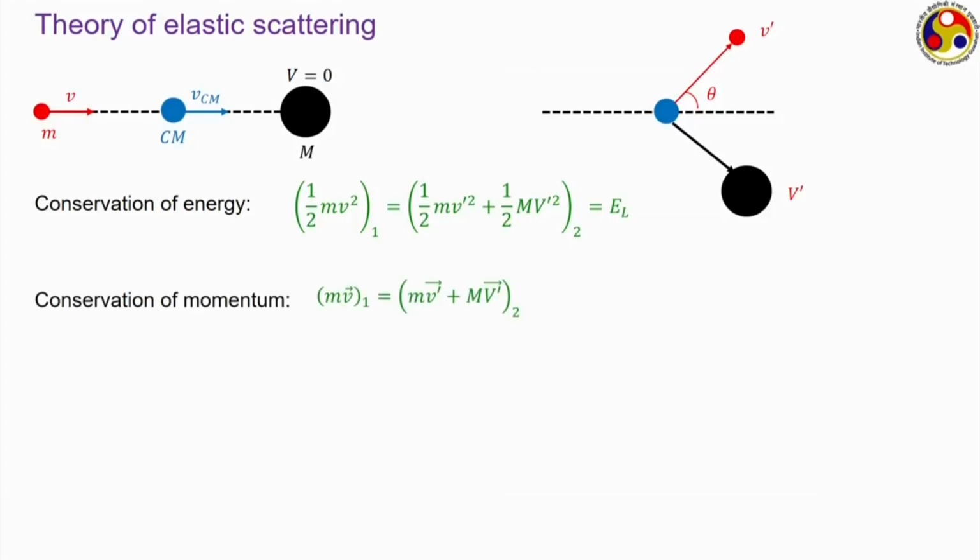Next is the conservation of momentum. Again initially the nucleus is stationary, so the entire momentum is coming from the neutron, and after that both of them are moving. This is a vector addition because momentum is a vector quantity.